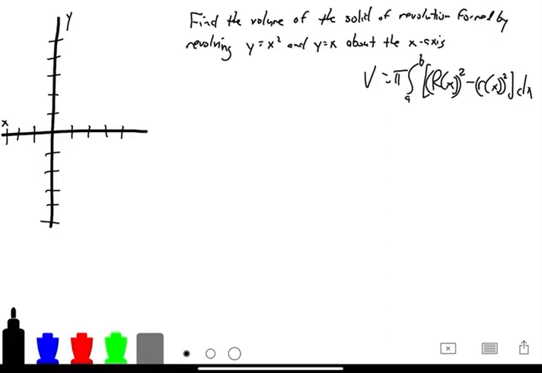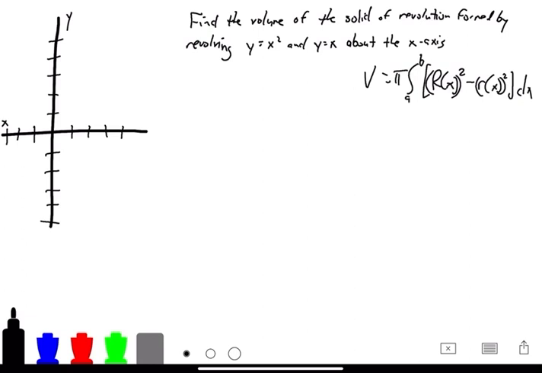Okay, here we want to use the washer method to find the volume of a solid of revolution formed by revolving y is equal to x squared and y is equal to x about the x-axis. Now, as we've already talked about, the washer method is an extension of the disk method. The difference is that when we use the disk method, we have one function, but when we use the washer method, we usually have multiple functions where we have to carve out an outer radius minus an inner radius.